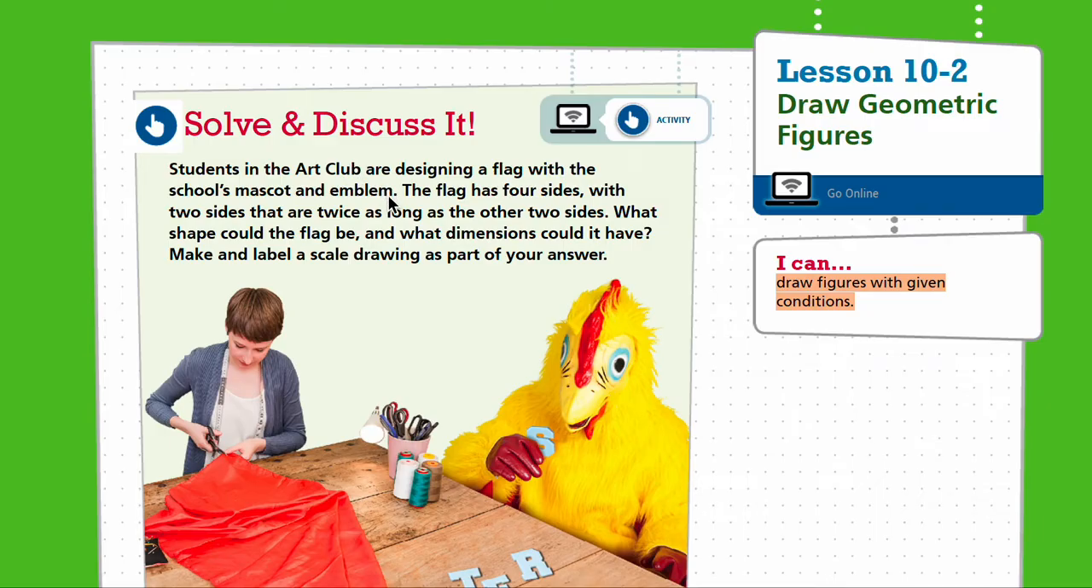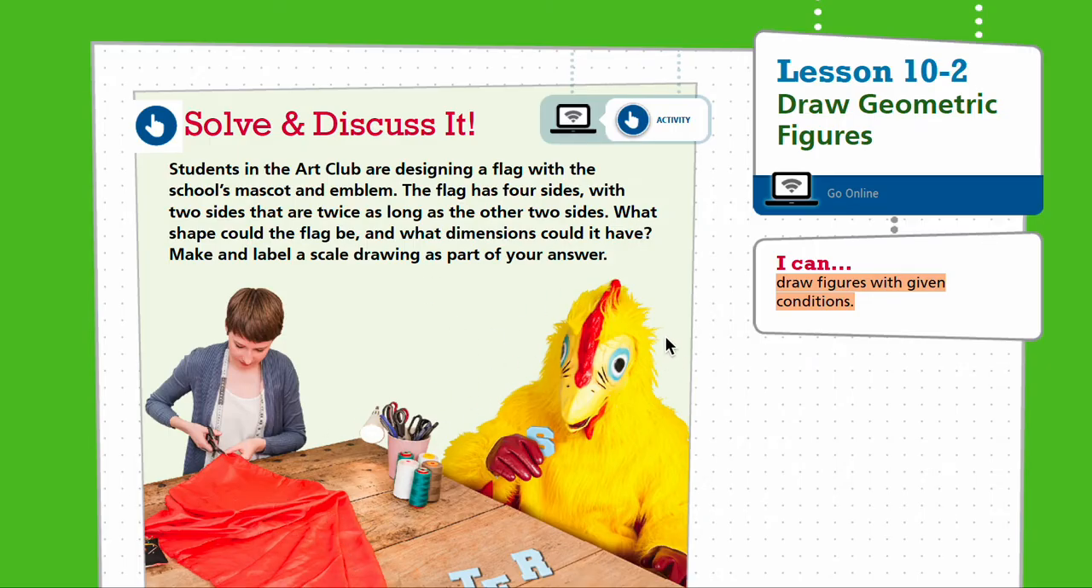Students in the art club are designing a flag with the school's mascot and emblem. The flag has 4 sides with 2 sides that are twice as long as the other 2 sides. What shape could the flag be and what dimensions could it have? Make and label a scale drawing as part of your answer. So we have a flag with the school's mascot and emblem in there.